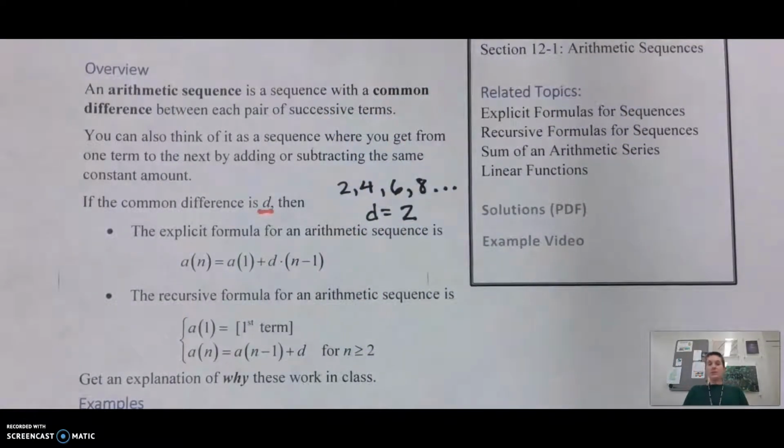You've been doing this really a long time. Your brain naturally recognizes patterns in numbers like this. I'm sure as soon as I said 2, 4, 6, 8, each and every one of you knew exactly what our D was, whether or not you thought of it in those terms.